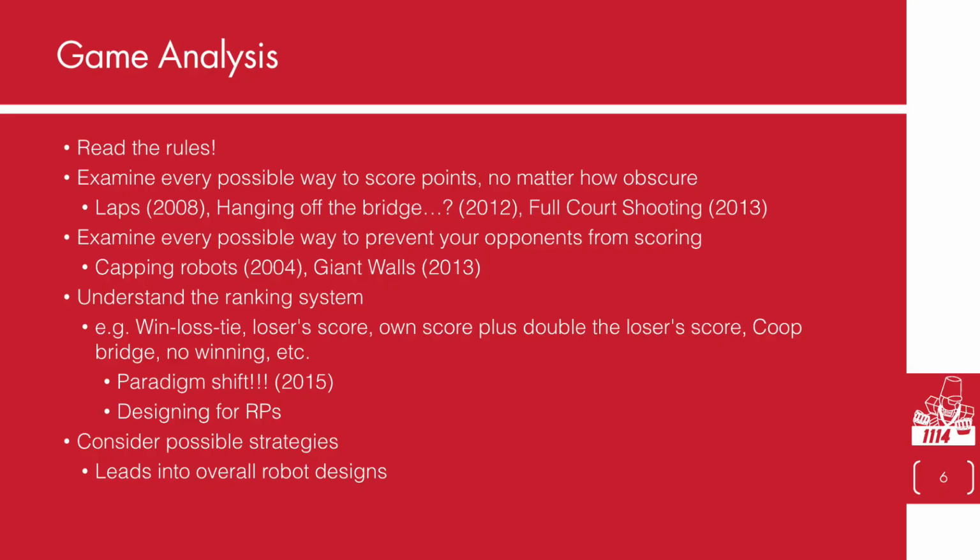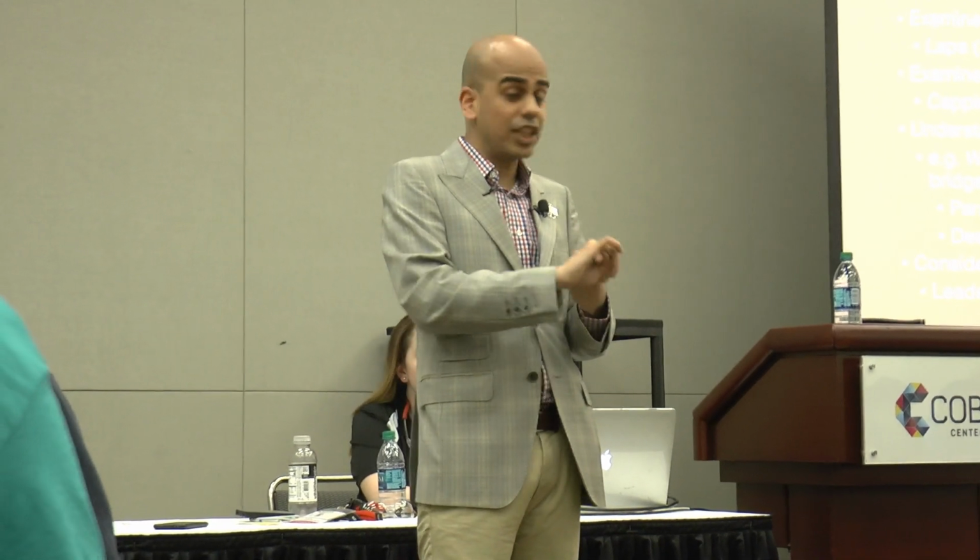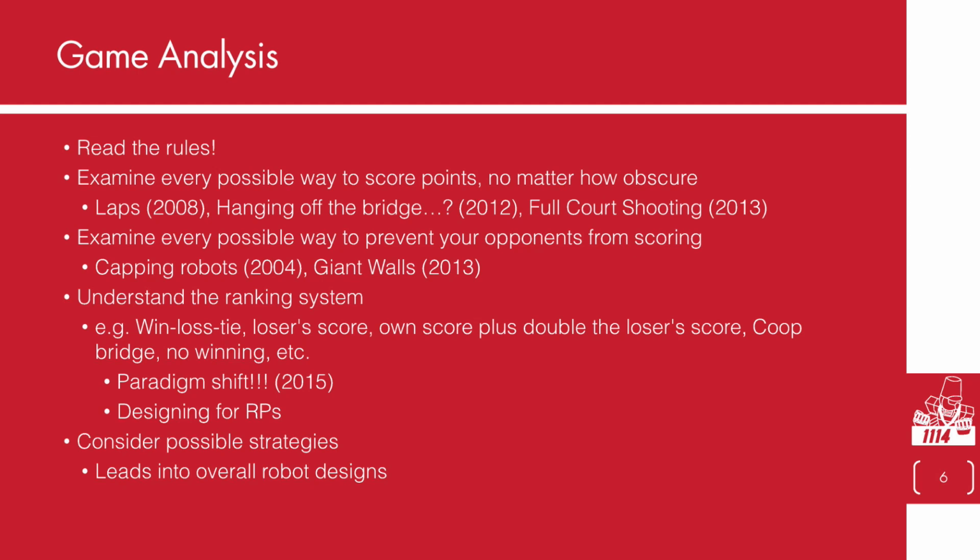Then we came into this really cool era, and I'm talking about the paradigm shift that happened after 2015, the ranking point era, where now you have your main objective to win the match, where you can get 2 ranking points, and you have these secondary objectives. And these are really important to understand because they are going to affect how you strategically design your robot, and they're going to affect how you prioritize things. It is really important to design for ranking points.